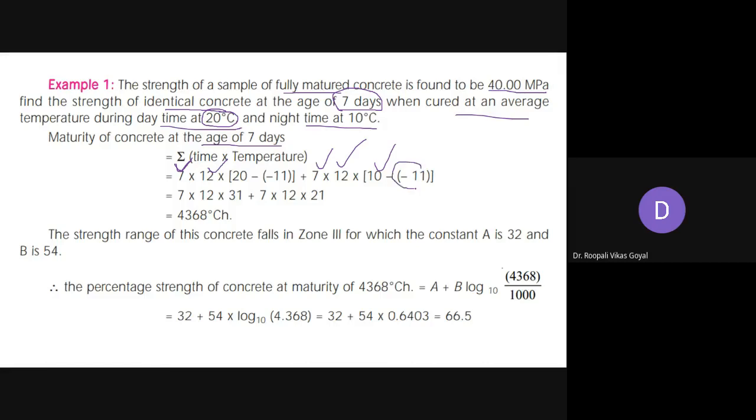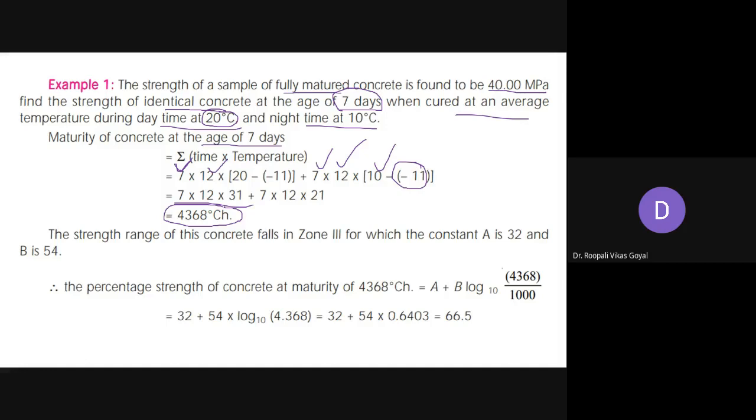So this minus 11 is our datum temperature, up to which the hydration may take place. If you make the summation of both daytime and nighttime, you can get the maturity of concrete at the age of 7 days. By calculating, we get it as 4368 degree centigrade hour. Okay, so understood up till now? It is the maturity of concrete at the age of 7 days.